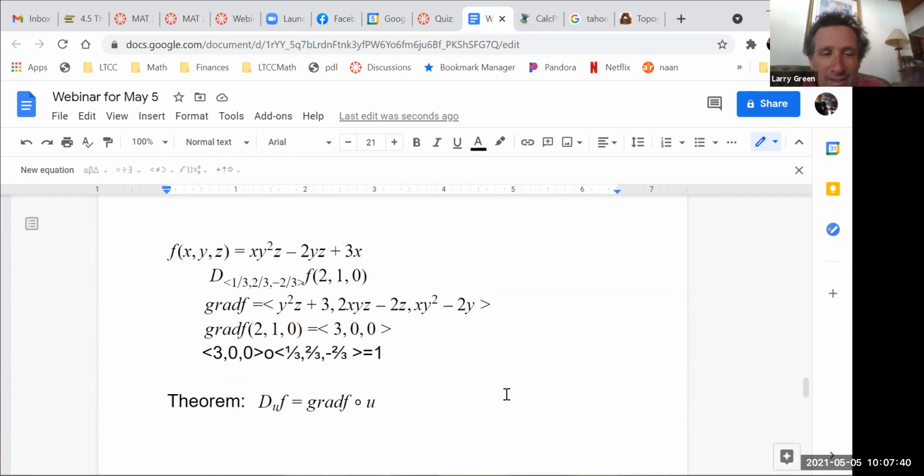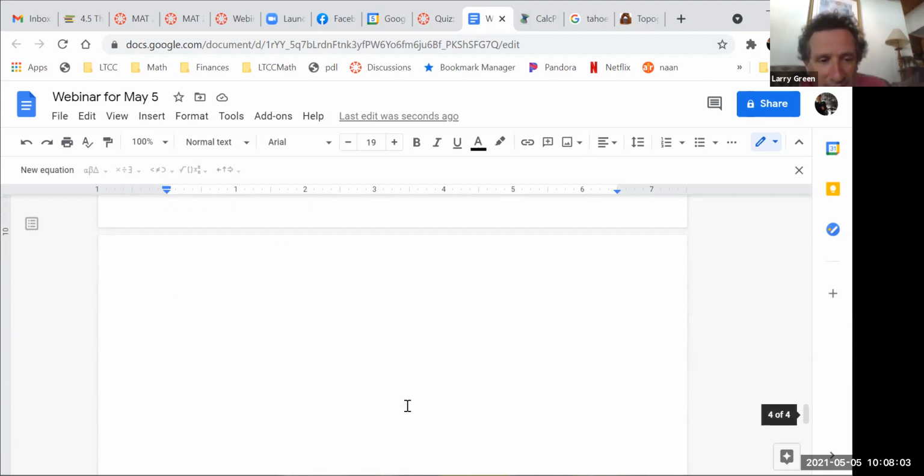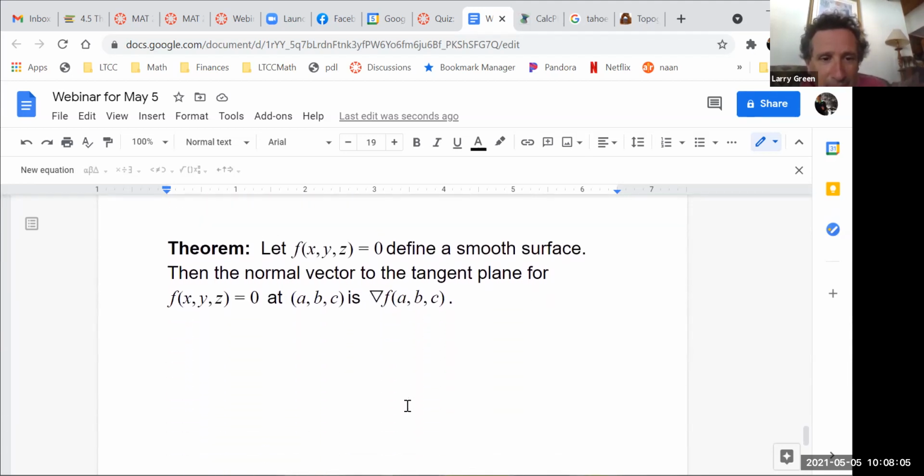With the gradient, you just take the gradient, you plug in, you take the dot product with that vector, and that's it, you're done. By the way, if the vector is not a unit vector, and you want to find the directional derivative in the direction of something that's not a unit vector, you just make it a unit vector. Divide by the magnitude, and then do what you have to do. Okay, that's just a note. Okay, now comes the next big theorem.